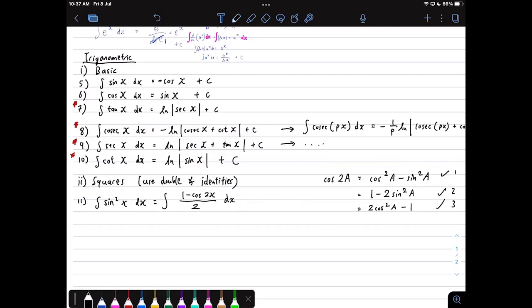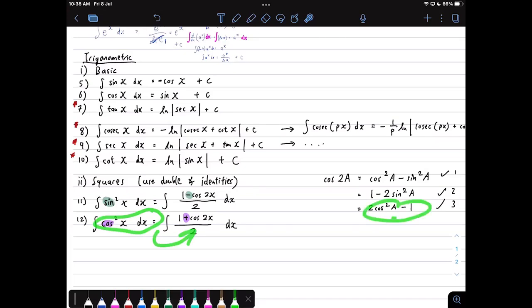Then number 11. Next you got number 12. Integral of cosine square x dx. So same thing, you also end up with the integral of 1 plus cosine 2x over 2. Notice that now it becomes a plus sign. Do you want me to show you how to make cosine square the subject from here, the third formula?